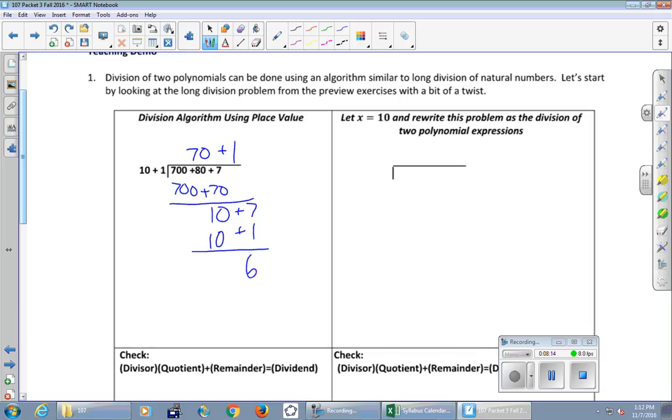But this is going to help us over here with another version of that kind of problem. What we're going to do is let x equal 10. And we're going to rewrite that original problem over here with x's. So instead of 10 plus 1, we're just going to put x plus 1. Everybody put an x plus 1 out there. Everybody see it? Just change the x into 10.